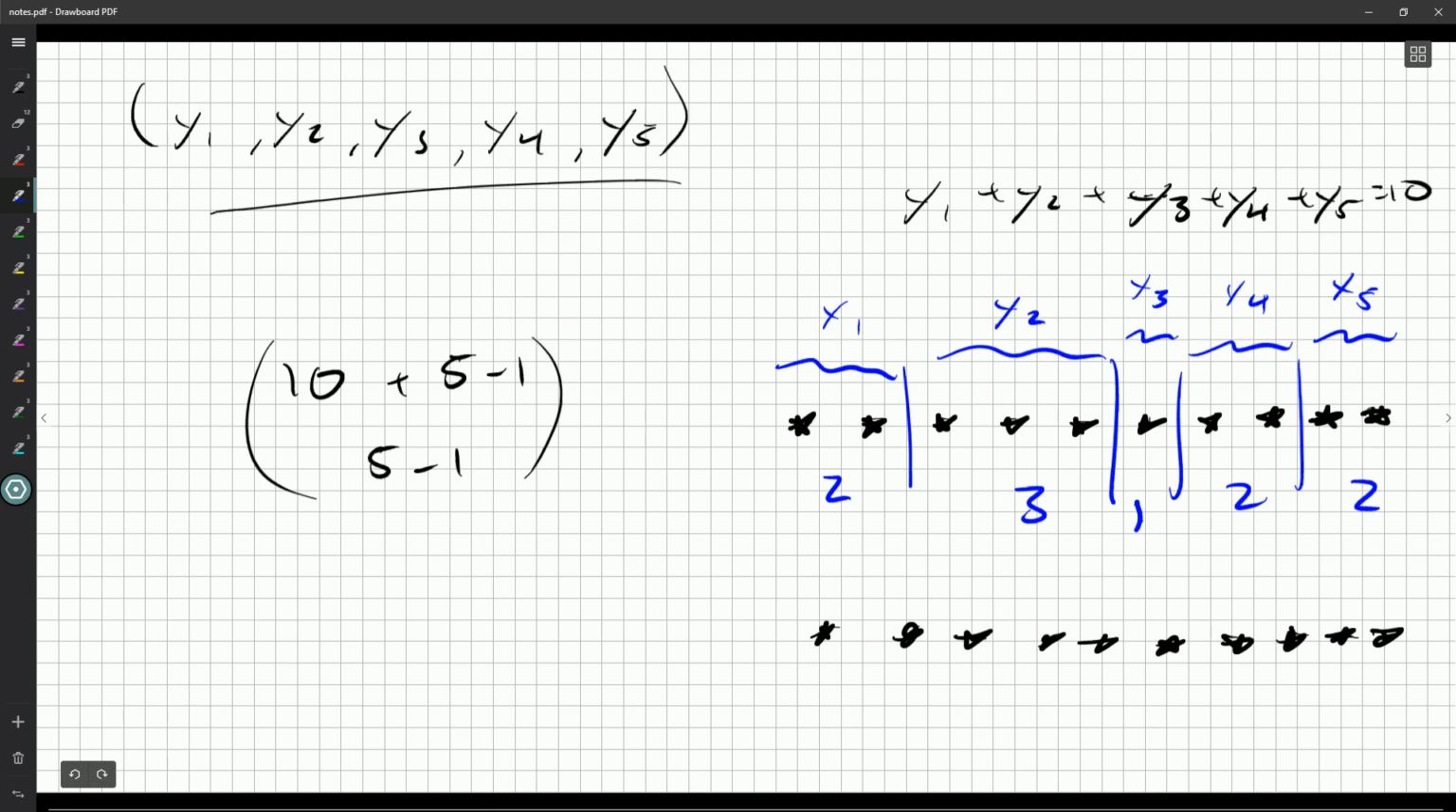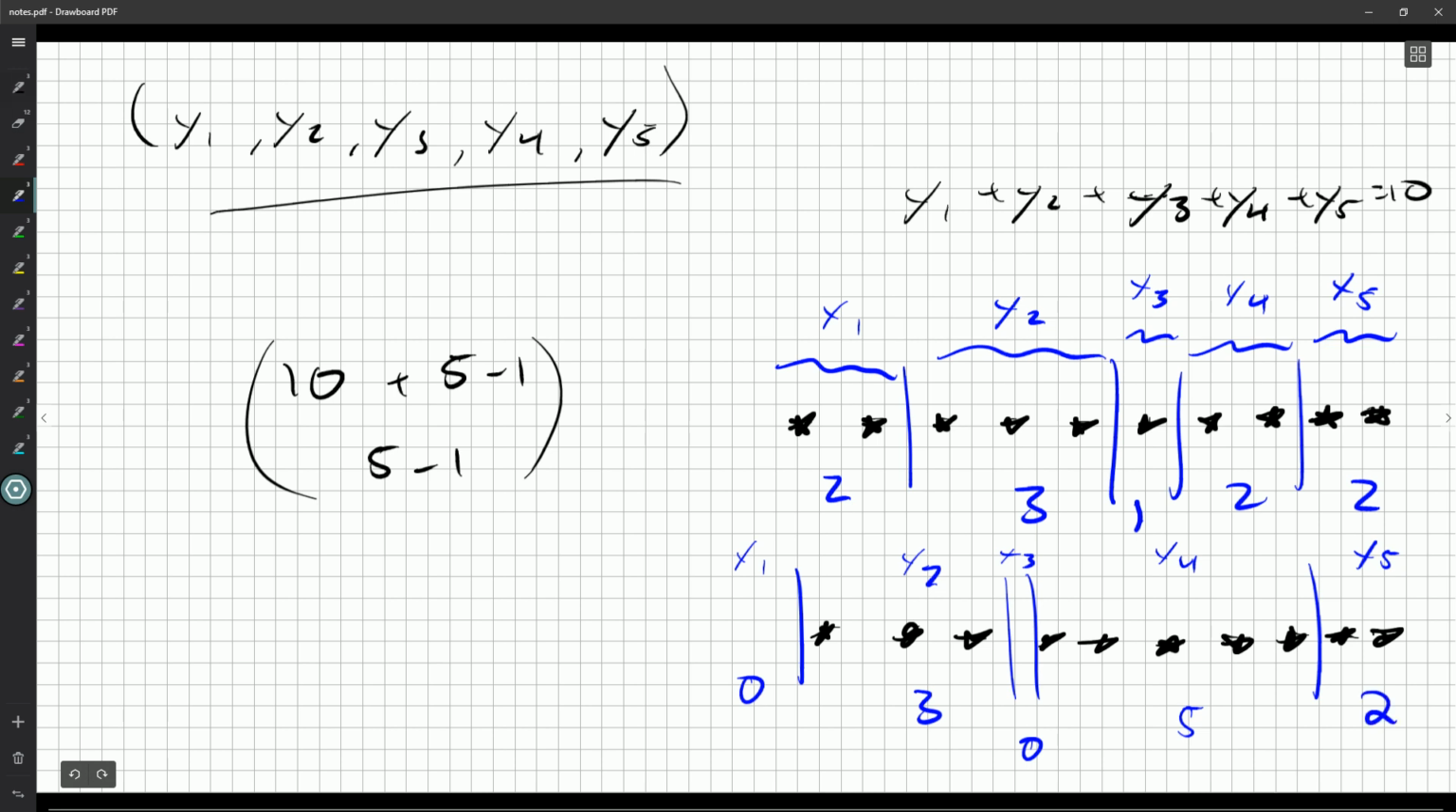So for example, y1 is everything before the first divider. Well, y1 would be 0. There's no stars there. y2 in this case would be 3, and then maybe y3 is 0, and then maybe y4 is 5. But you'll notice all of these, since we're counting stars and we start with 10 stars, will always add up to 10. So how do you do this?